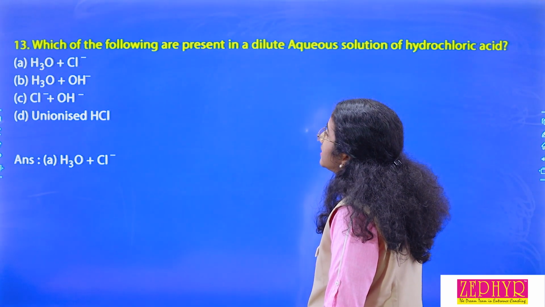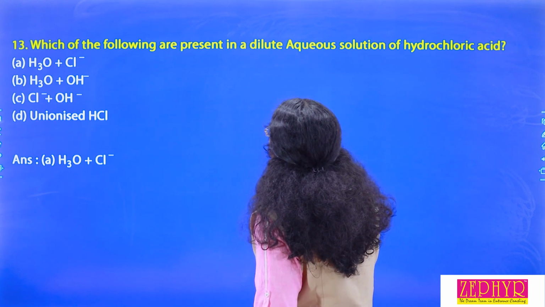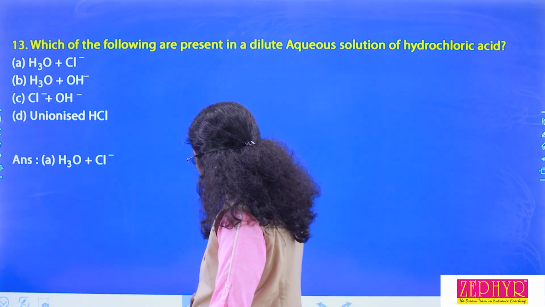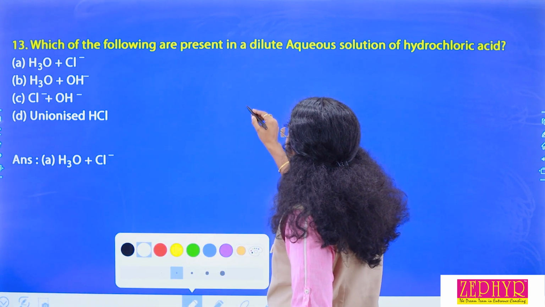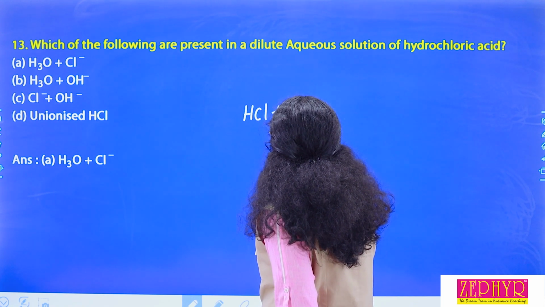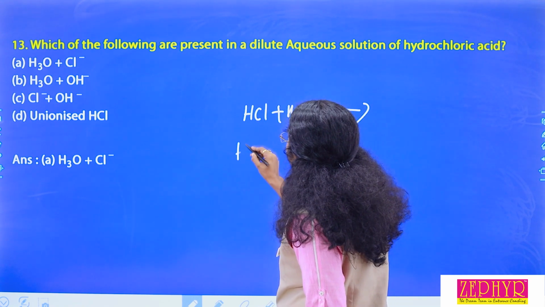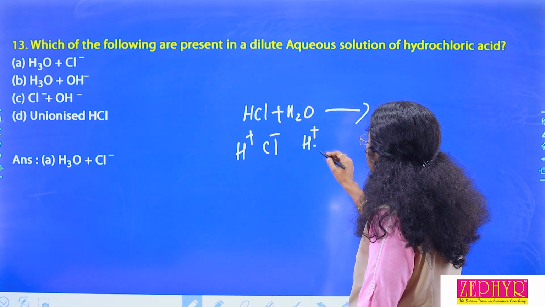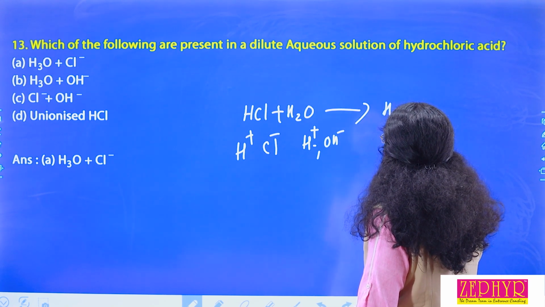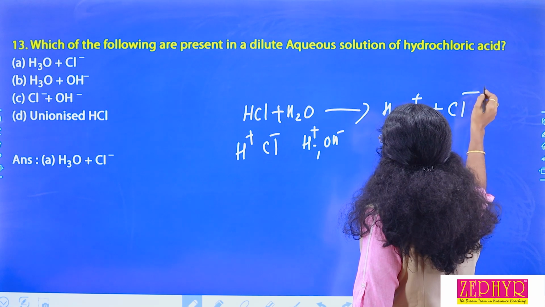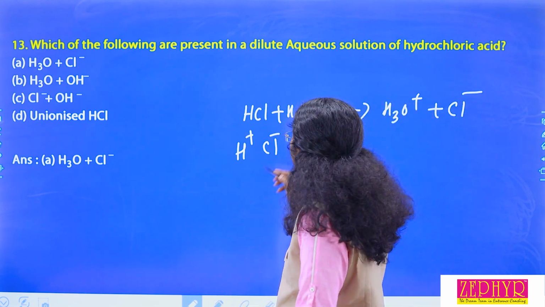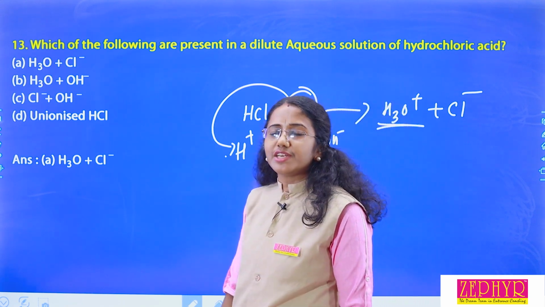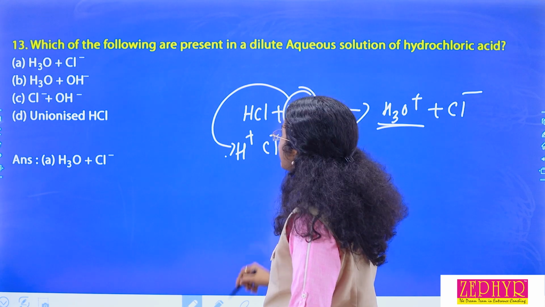Then the last one, which of the following are present in a dilute aqueous solution of hydrochloric acid? HCl plus water, what happens? HCl is broken down into H+ and Cl-. Water is H+ and OH-. So the products are H3O+ and Cl-. The water captures the H+, so finally it becomes H3O+ and Cl-.